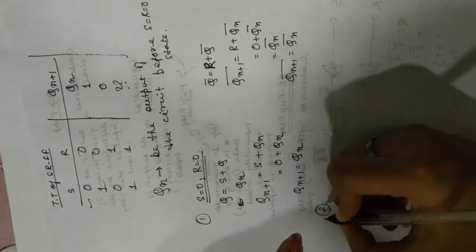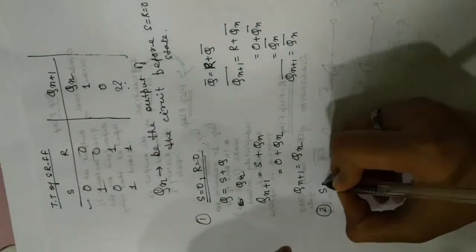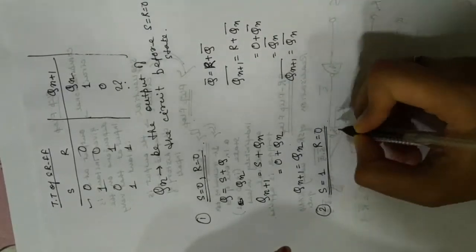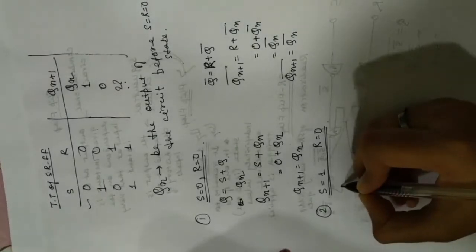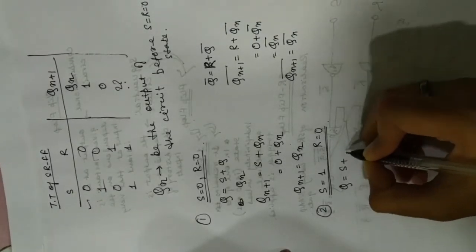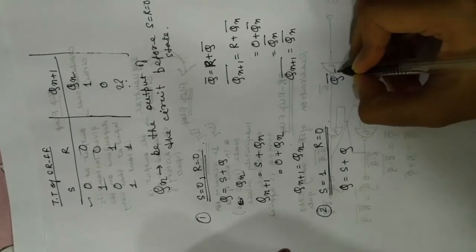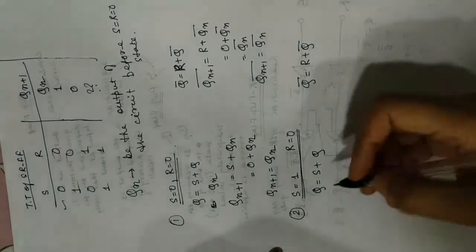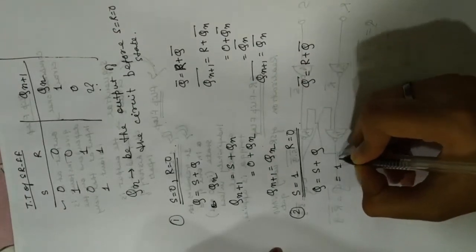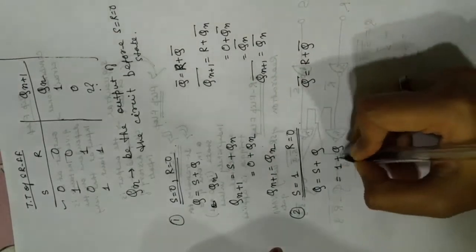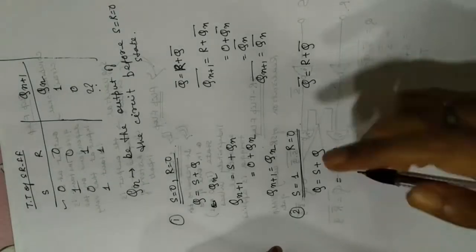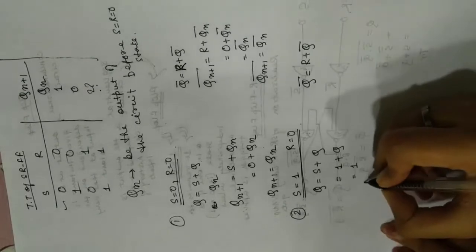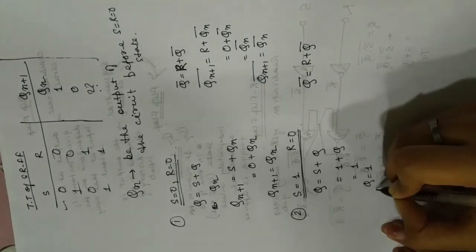Now the second stage is S is equal to 1 and R is equal to 1. If we apply Q is equal to S plus Q, and Q bar is equal to R plus Q bar, right? We have it from the circuit. Now we'll put over here Q is equal to 1 plus Q. Whatever you add with 1, whatever be the value of Q, we will end up getting a 1, right? Because we know that from Boolean algebra. So Q is equal to 1.